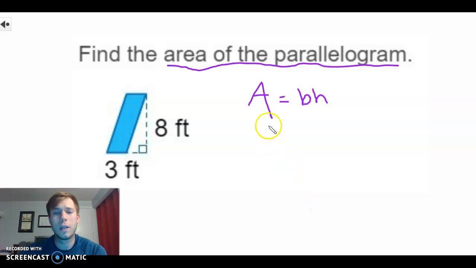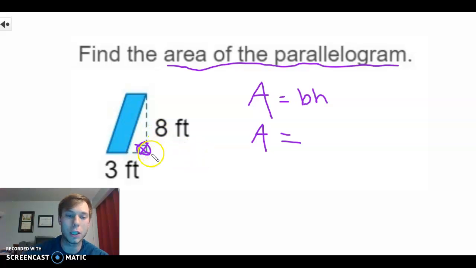So for this, in order to figure it out, you have to identify the base and the height. The base in this is going to be 3 feet. As I mentioned before, here's your 90-degree angle. Like I said, it's like your X marks the spot. It's telling you exactly where the height and the base are. The height will always be from top to bottom. So the base is 3 feet, and the height, in this case, is 8 feet.